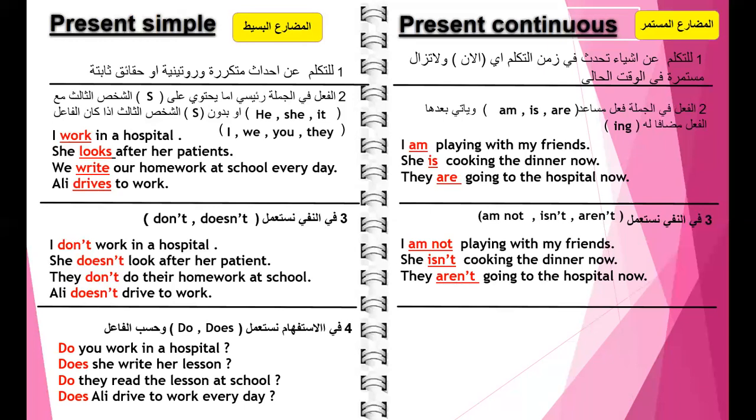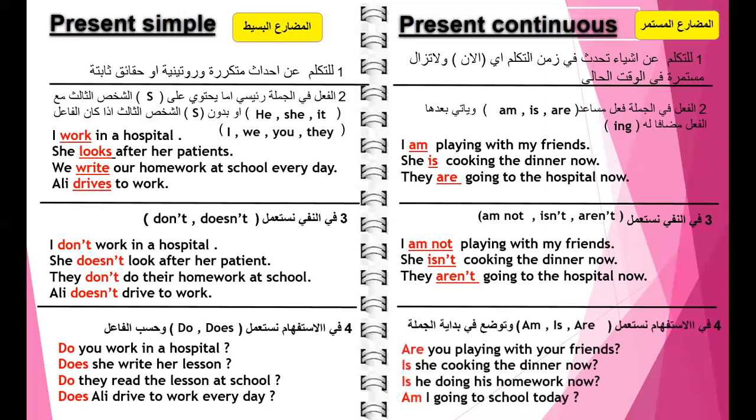Does Ali drive to work every day? والانسر راح يكون yes he does or no he doesn't. We use does because Ali تشبه he. But in the present continuous we will ask with am, is or are. We use the helping verbs to make questions. راح نستعمل أفعال مساعدة نفسها في عمل الأسئلة. طبعا راح تكون yes no questions. ودائما راح نضعهم في بداية الجملة وننهي الجملة بعلامة استفهام.